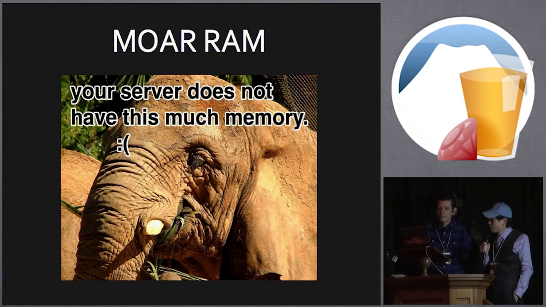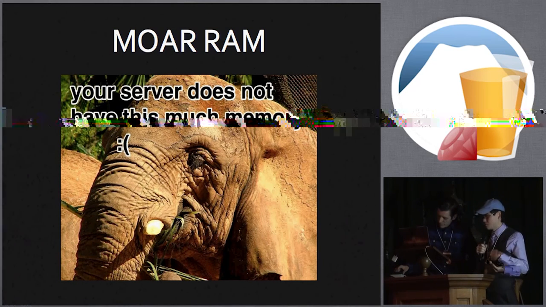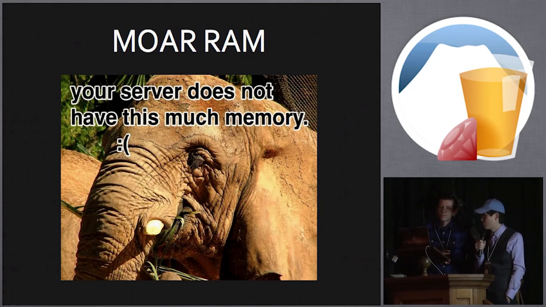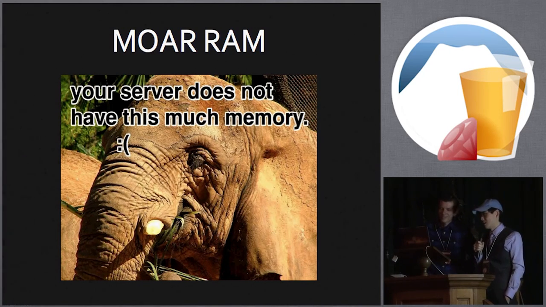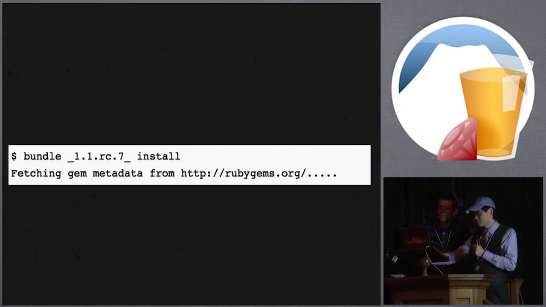So Bundler 1.0 downloads the whole index and constructs it in memory. And when it came out, on older Slicehost boxes that only had 256 megabytes of RAM, you couldn't actually run Bundler, because it would take more RAM than the box itself had. And this only gets worse every day as people release more gems and more versions of each gem. So the problem's only going to get worse.